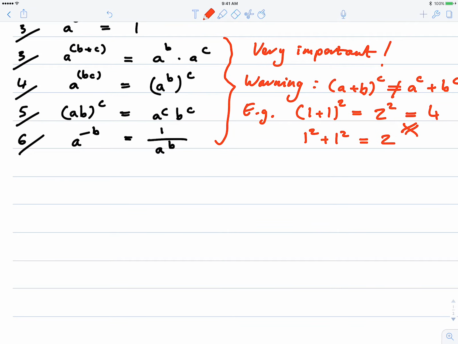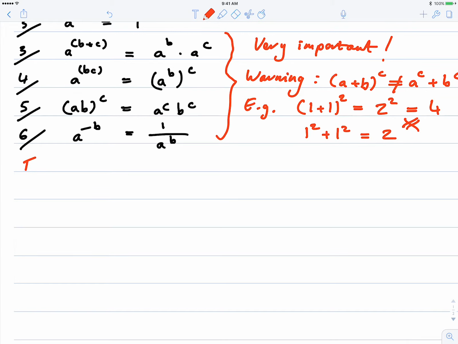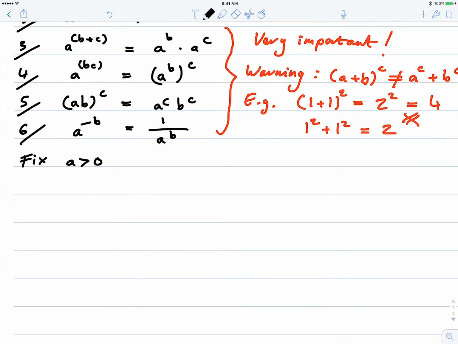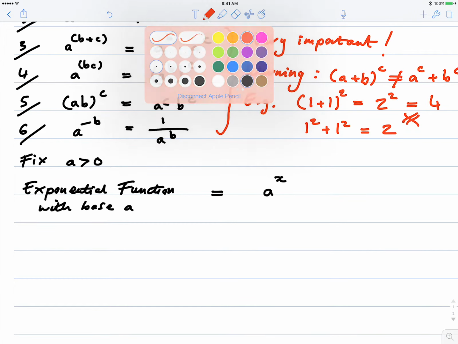Okay, so what's an exponential function? So let's fix for the moment a number, a strictly greater than 0. So the exponential function with base a, by definition, this is equal to the function a to the power x. So this looks very similar to a power function, but there is a big difference. You see here the base, so this thing is called the base.